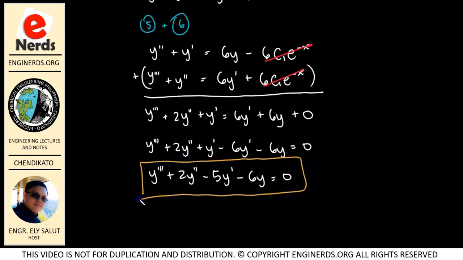No? So this is how we do elimination of arbitrary constant by differentiation and combination. So sa next video, magsosolve again tayo ng more problems about elimination of arbitrary constant by differentiation and combination. So, similar problems, no? So, medyo mas mahirap lang or mas complicated, pero we're still on the same topic.